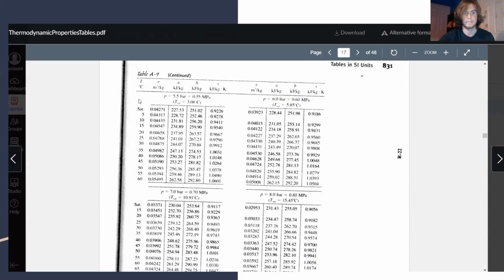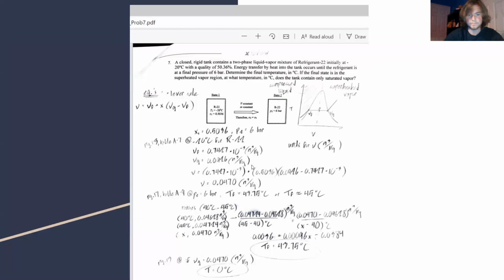Looking at the temperatures in degrees Celsius, you see it's between 40 degrees Celsius and 45 degrees Celsius. At 45 degrees Celsius, it's 0.04724. If I was being loose about it, I would say that's pretty close to the actual value. Maybe the final temperature is just 45 degrees, because the only difference is 0.04724 instead of 0.04720. But we're going to be a bit more precise and use the lever rule.